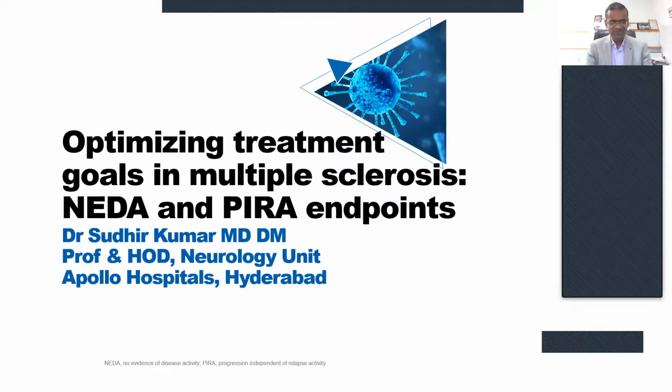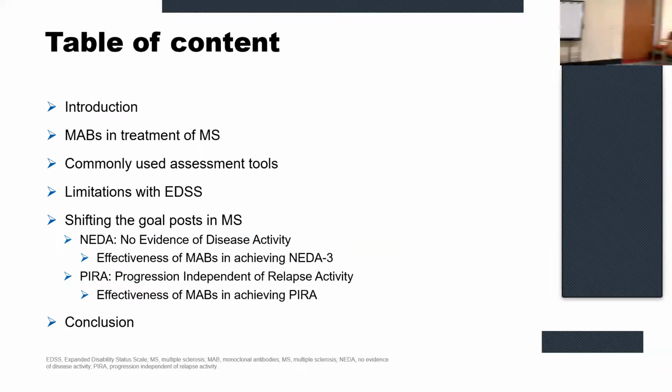Yes, thank you. So with this, we'll cover mAbs in the treatment of MS and the commonly used assessment tools for MS patients. Currently we use the EDSS score, but there are limitations with EDSS scores, so we need to shift our goalposts to NEDA and PIRA. NEDA is no evidence of disease activity, and we'll see how mAbs are effective in achieving NEDA 3. The second parameter is PIRA, which is progression independent of relapse activity, and how mAbs are effective in monitoring PIRA also, and then we'll conclude.